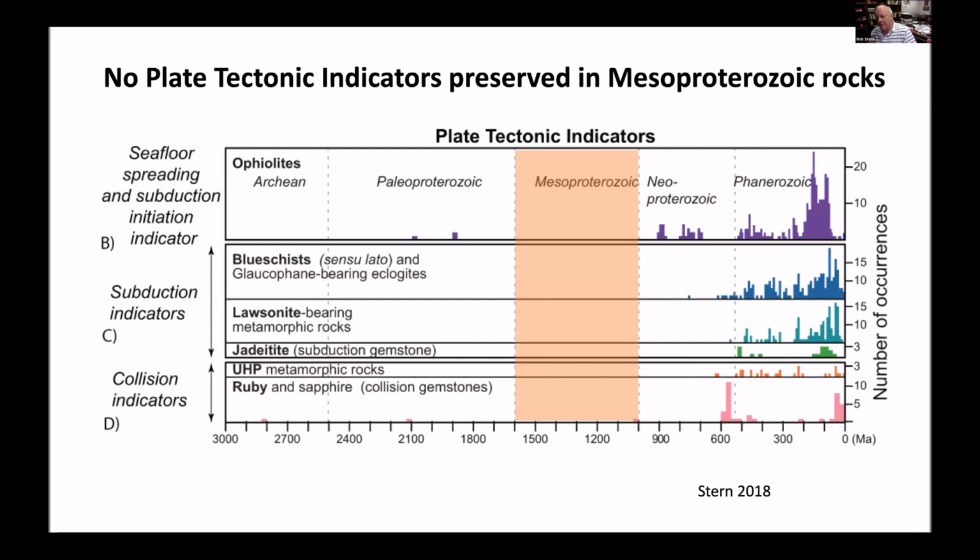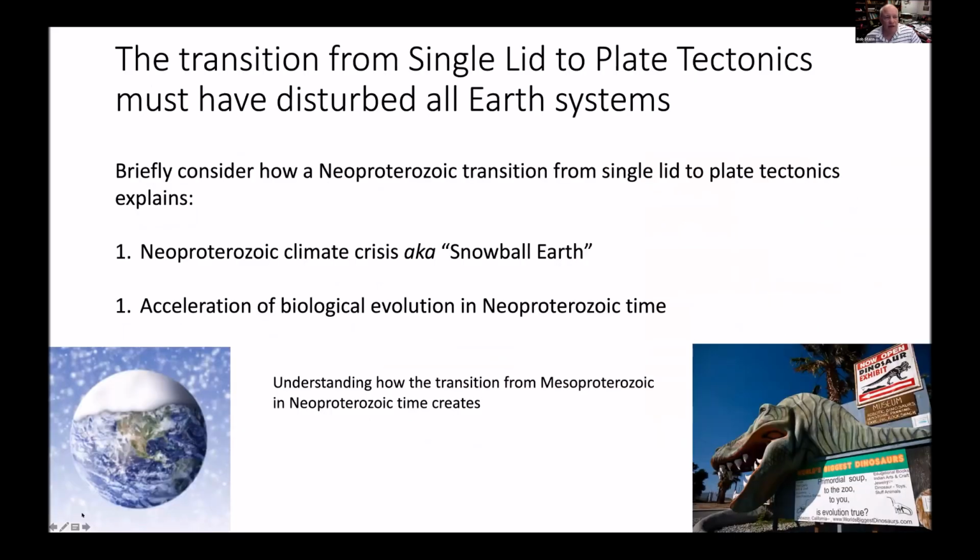Now, a couple more points. If there was this transition from single lid Mesoproterozoic into Neoproterozoic and Phanerozoic plate tectonics, that must have severely disrupted the Earth system. And I want to talk about two of them. One of them is the climate system. We know that the Neoproterozoic was a time of climate crisis, unparalleled in Earth history. It's called Snowball Earth. And there are many different interpretations for what caused that. But the simplest one was that the Earth was responding to a trauma in this conversion of the solid Earth system.